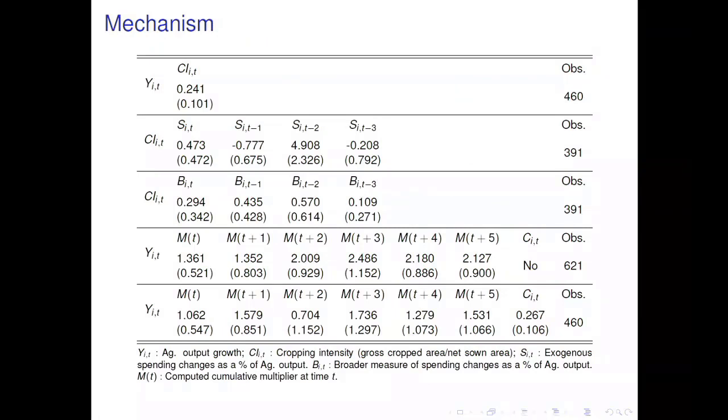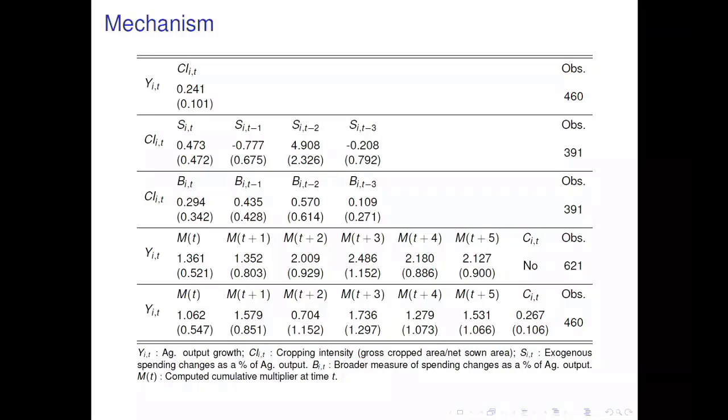This table is essentially showing you the mechanism in terms of productivity growth. CI is the cropping intensity, which is defined as gross cropped area divided by net sown area. And what we are showing in the first row is that this channel is a potent channel. That is, if there's an increase in cropping intensity, it does increase output growth. Okay?